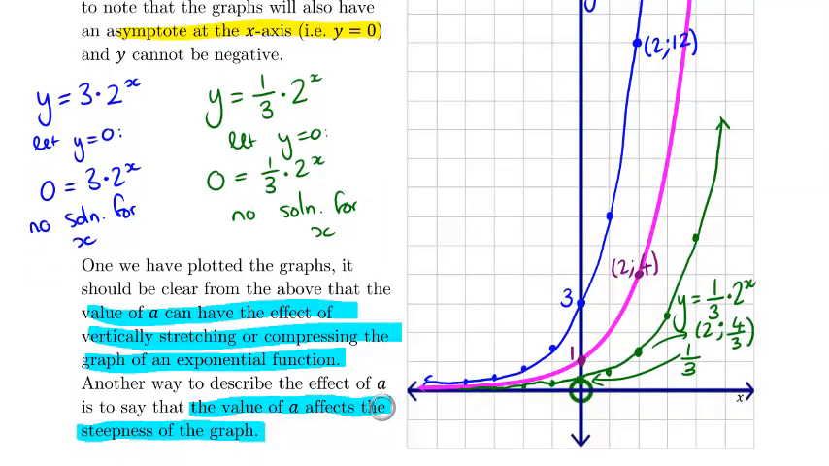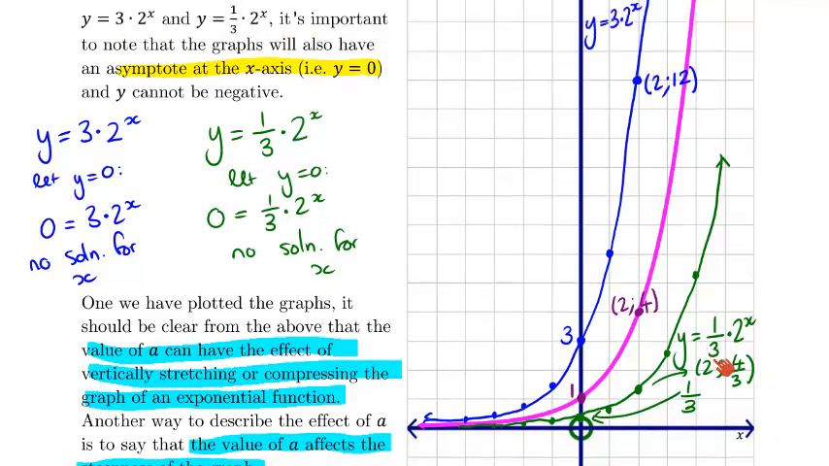You can also think of the value of a as affecting the steepness of the graph. So check this out, guys. We had a graph that went from very gradual to very steep. But when a was equal to 3, it went from gradual to steep much quicker. It was a steeper graph. And at every single x value, the graph is already steeper than what it used to be.